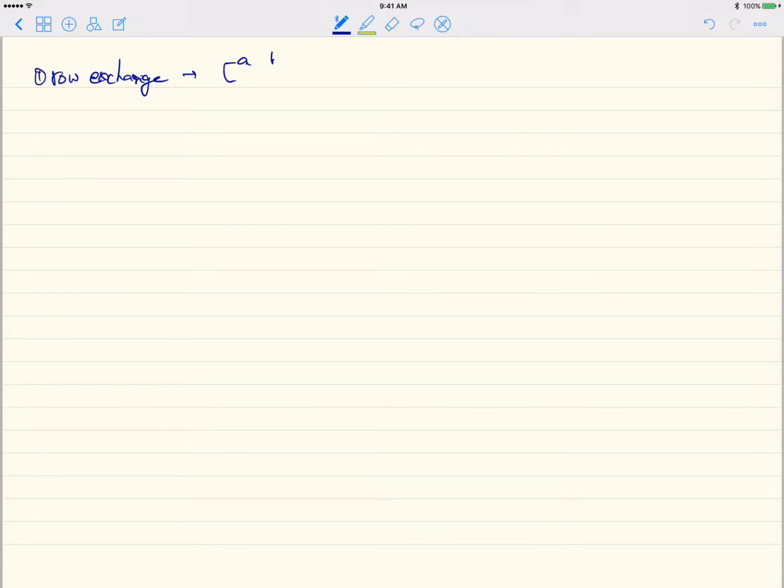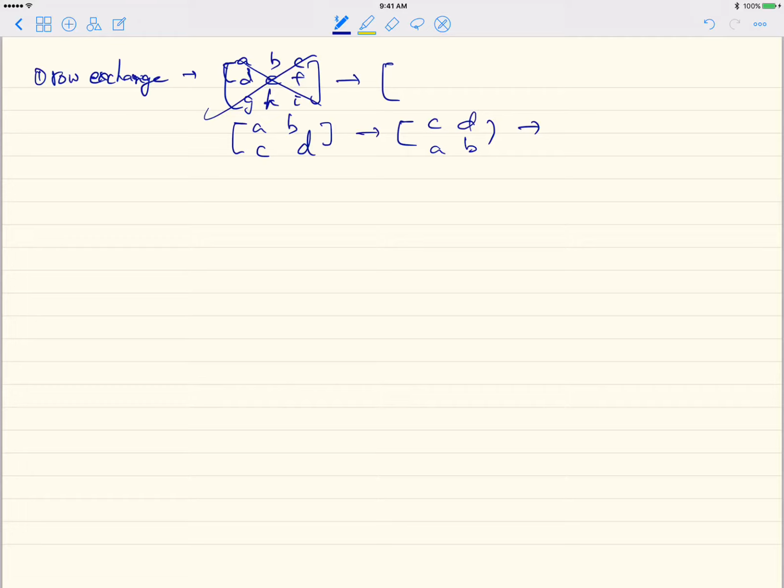Row exchange is changing A, B, C, D, E, F, G, H, I, as you know what row exchange means. Let me just use a simple example, A, B, C, D, and then we change it to C, D, A, B. So in this case, what's the relationship between the determinants of these two? It changes the sign, right? Each row interchange will put a minus one. So if you do the row exchange four times, you will just multiply minus one to the power of four, which is just one, right? That's the effect on the determinant when doing row exchange.